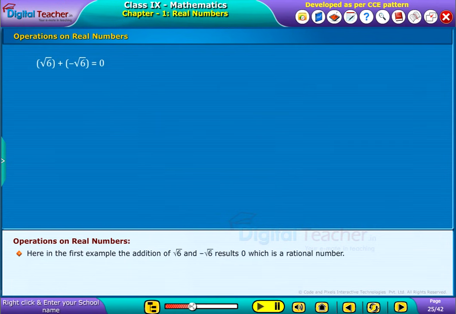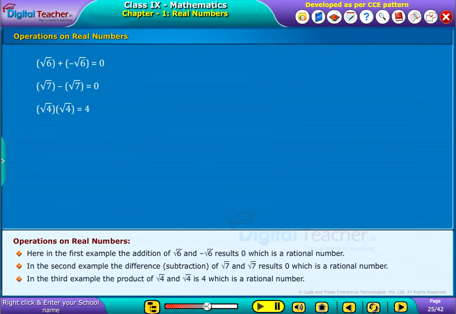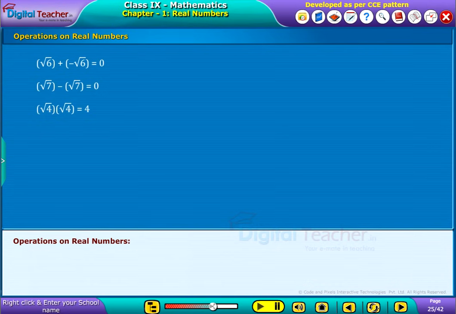Here, in the first example, the addition of root 6 and minus root 6 results in 0, which is a rational number. In the second example, the difference or subtraction of root 7 and root 7 results in 0, which is a rational number. In the third example, the product of root 4 and root 4 is 4, which is a rational number. Finally, the division of root 3 by root 3 is 1, which is also a rational number.